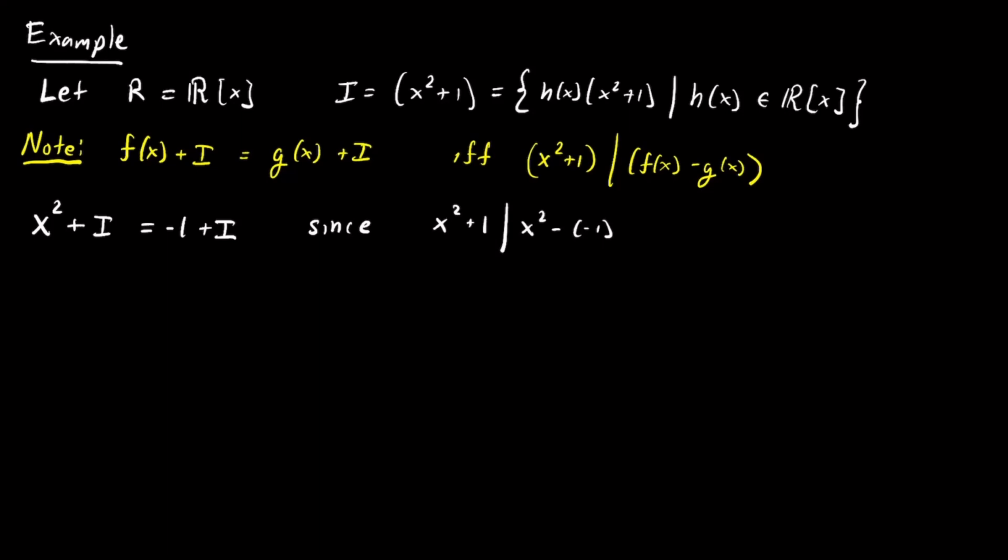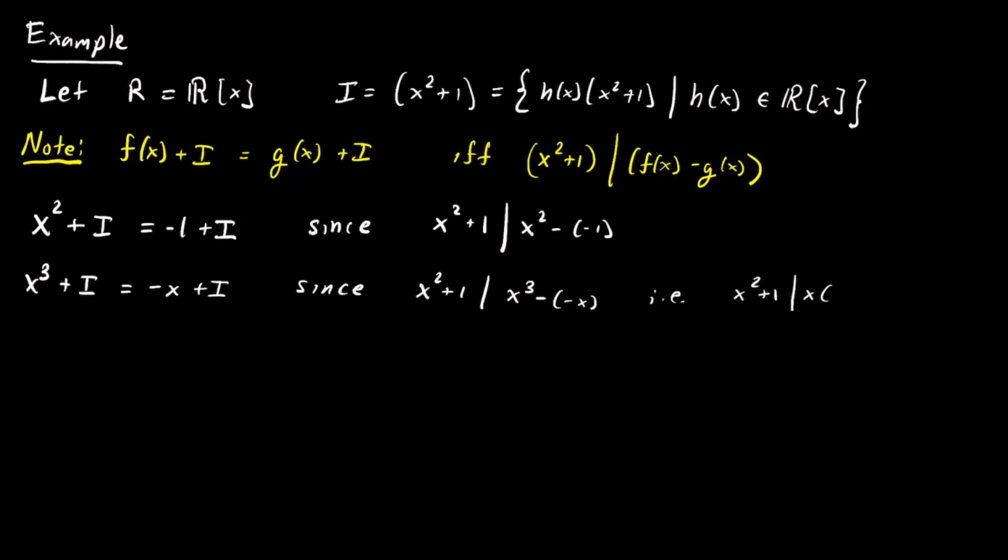but we know that this is true for our cosets. Okay, so you might then ask, well, if x squared is somehow being made equivalent to negative 1, what does that tell me about x cubed? I might notice that x cubed plus I, well, what is this going to equal? This is going to equal negative x plus I. And why is that true? Well, I know that x squared plus 1 is going to divide x cubed minus negative x, which is just saying that x squared plus 1 divides x times x squared plus 1. Okay, so if I somehow make x squared and negative 1 equivalent to one another, I'm making x cubed and negative x equivalent to one another, which makes sense.